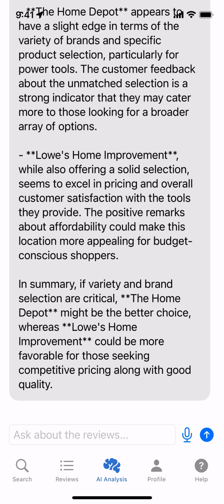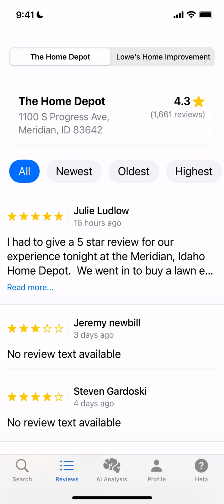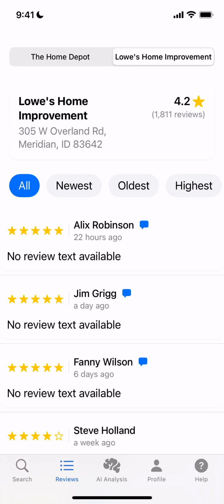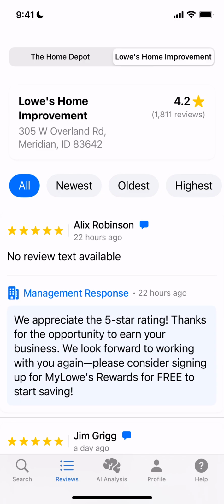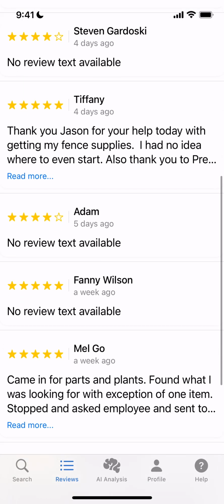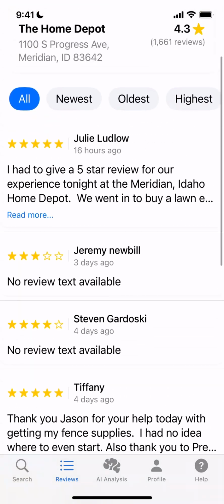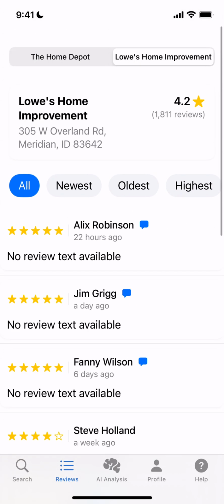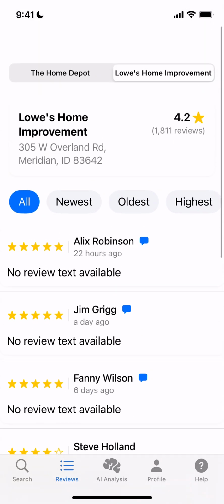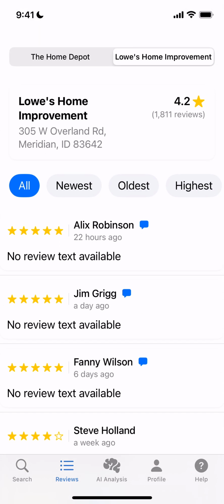And let me know down below if you agree with that. But remember, we can always go back to the reviews tab. Here it's actually going to show both locations side by side. If it has this blue text bubble here, it means there's a management response. It doesn't look like the Home Depot is responding, but Lowe's is. So, you know, a lot of people think that's a good sign.